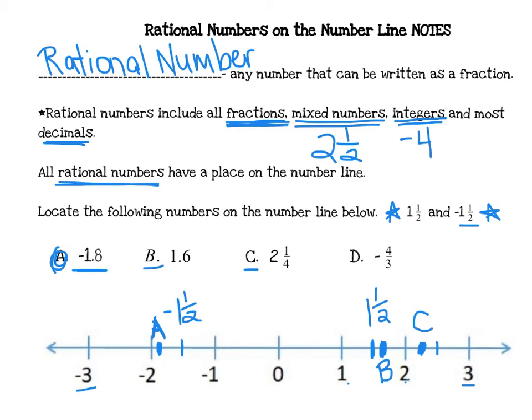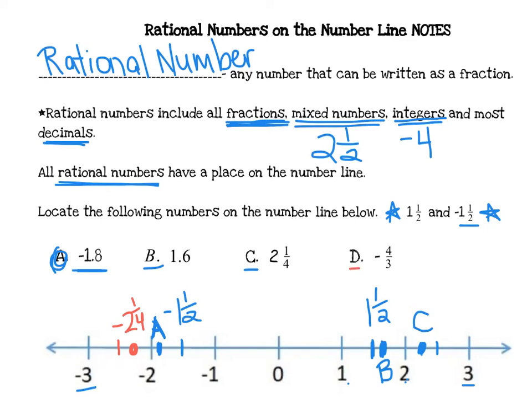Now let's just think about the opposite of that for a minute. If I wanted -2 and 1/4, then it's going to be between -2 and -3. Okay, here's -2.5. So -2 and 1/4 is going to be closer to -2. You can just go ahead and label that one as well.